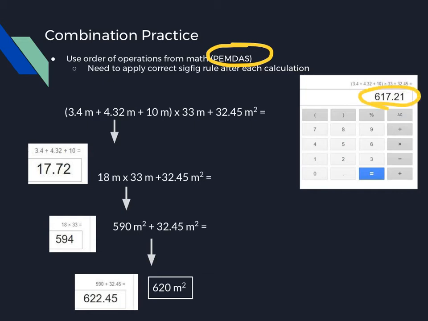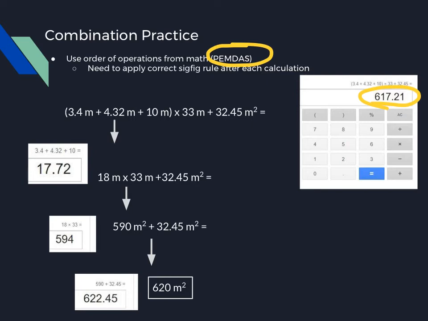617.21. That would be if we are not paying attention to sig figs at all, so if these weren't measurements, they were just numbers. Because these are measurements, though, we need to apply our correct sig fig rules. So the first thing we do is parentheses. So we add 3.4 plus 4.32 plus 10. We get 17.72.